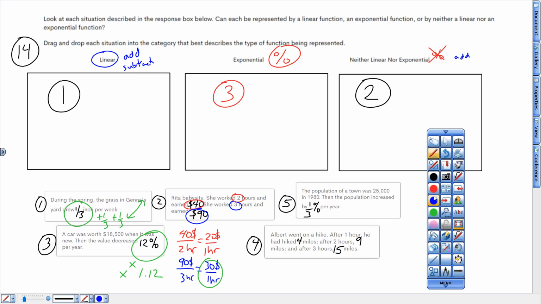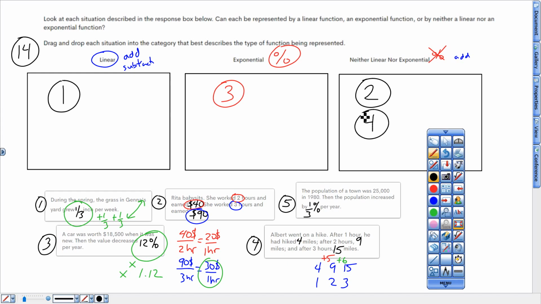Number 4, here we go. From 1 hour, it looks like this: 1, 4, 2, 9, 3, 15. Look at those rate of change numbers. See if they're going up by the same amount. This is going up by 5. And then I can see this is going up by 6. That's not the same amount. It's not timesing. So this one would be neither.